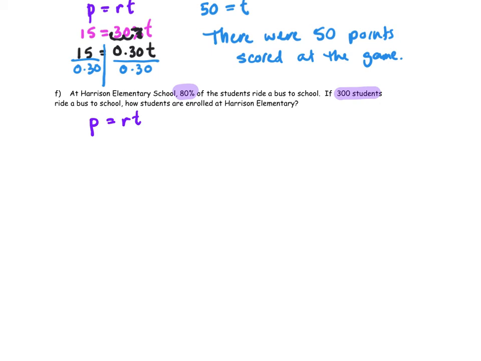Well, enrollment means the total. So we don't know that, but we do know that the part of the students ride the bus, and that's 300. So we're going to replace those variables. 300 students out of a total that we don't know ride the bus, and that's 80% of the students, but we want to know the total. So we're going to once again put the decimal at the end and scoop it twice. Again, we could write this as 0.8, or if it makes you more comfortable, you can put the 0 so it matches what we see.